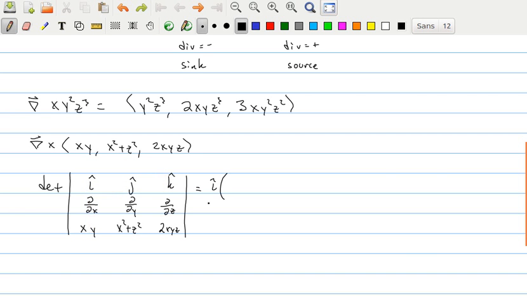So let's go through and do those two partials. The partial with respect to y of this corner entry is 2xz, minus the partial with respect to z of this middle entry, which is 2z. So that was the i entry.